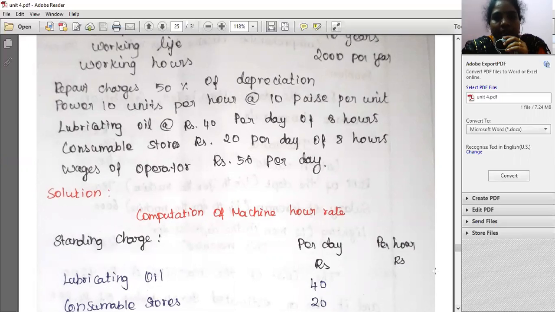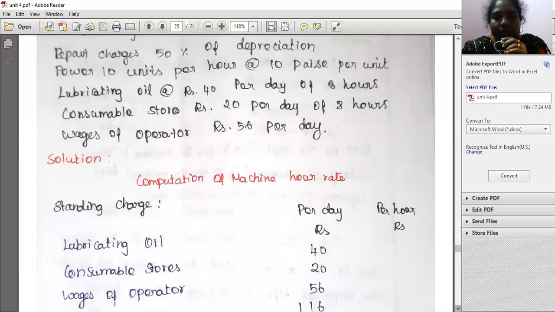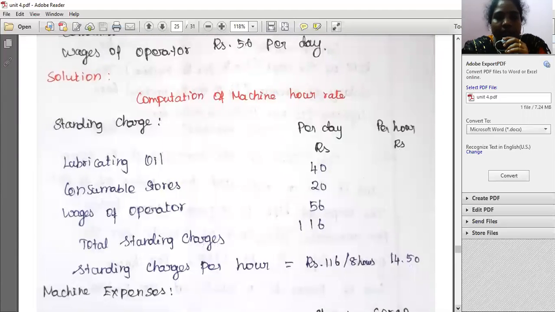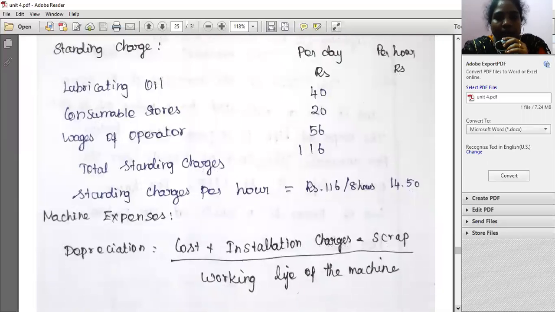This is the information. Once again, the same approach is to be considered. The total working hours per year is 2,000. The yearly calculations are divided by 2000 and converted into hours.